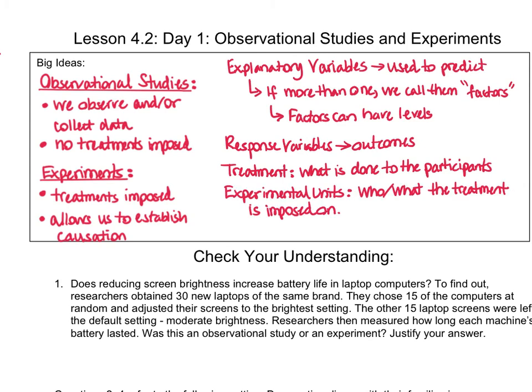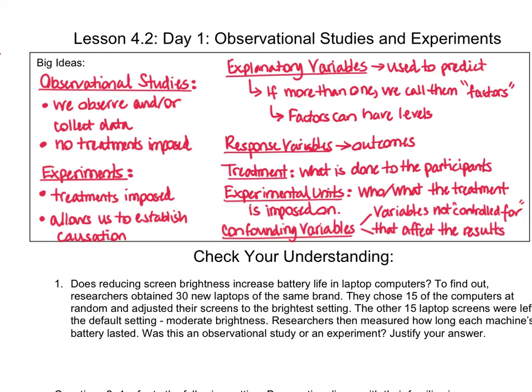And one of the things we need to be on the lookout for is the presence of confounding variables. Those are variables that can be in the background affecting the outcome of the response variable, but that are not the explanatory variable. So something else, some other variable that is having an impact on the response variable.